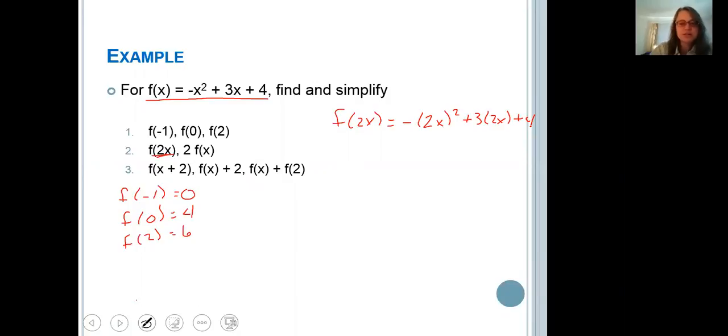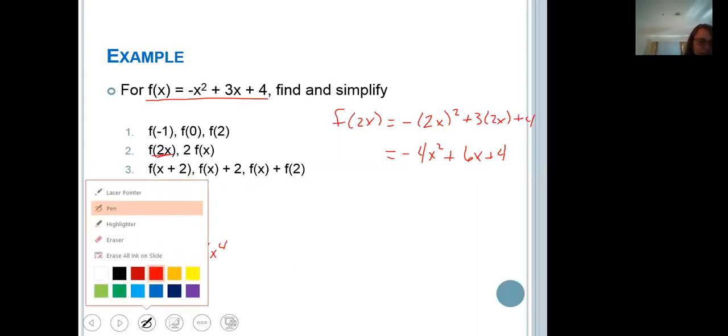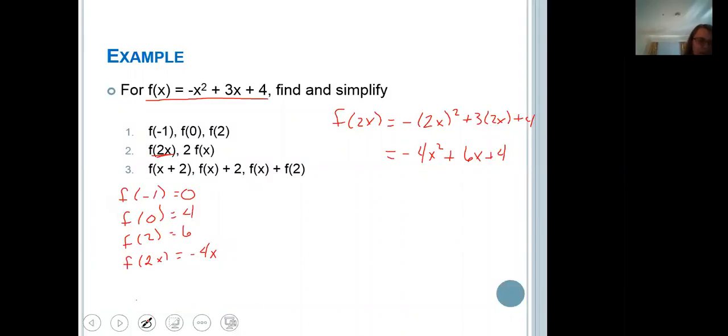2x squared is 2x times 2x, so that's going to be negative 4x squared. Plus 3 times 2x is 6x plus 4. Aw, I still have x's. That's okay, because I have an x in my parentheses, so I expect to have an x. I've got an x on the left-hand side. I've got f of 2x. So I expect that that's going to equal something like negative 4x squared plus 6x plus 4. Sorry, I was writing and talking at the same time. Okay?